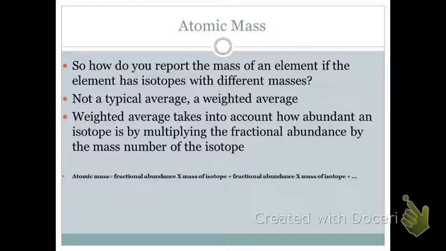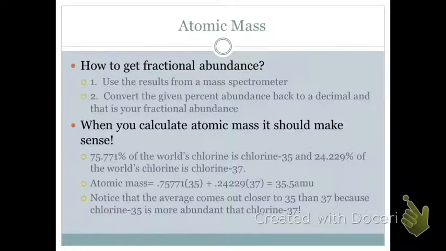It takes into account how abundant each of the isotopes are by multiplying its abundance by the mass number of the isotope. And it adds each of those together for every type of isotope to come up with the atomic mass. How are you going to get fractional abundance? Well, you could use the results from a mass spectrometer that tells you how often each one of those isotopes is appearing, or you can convert the given percent abundance back to a decimal, and that can be your fractional abundance. So those are your two options.